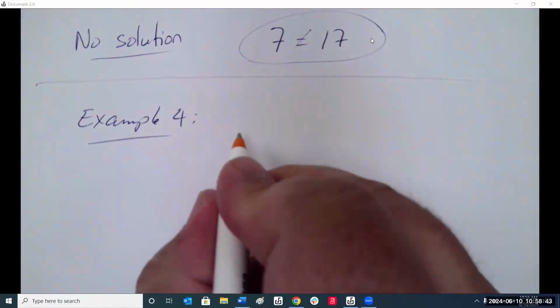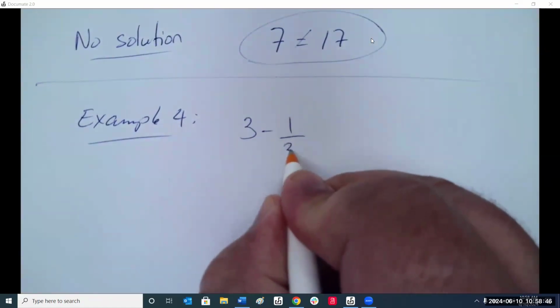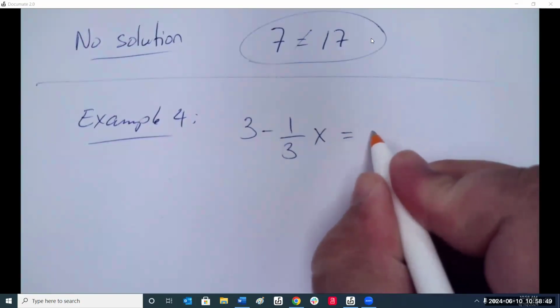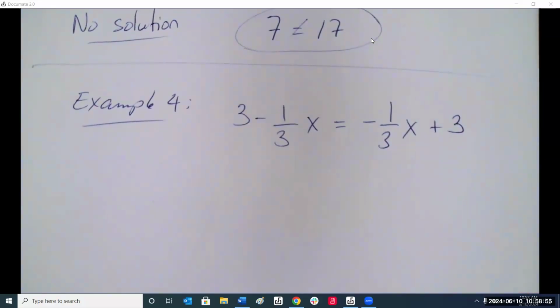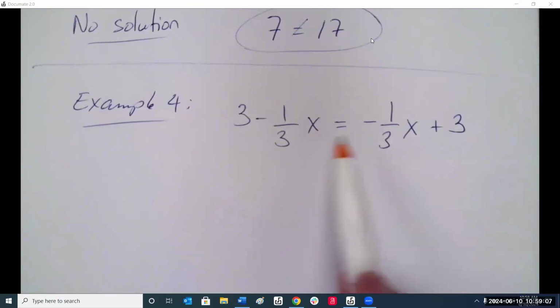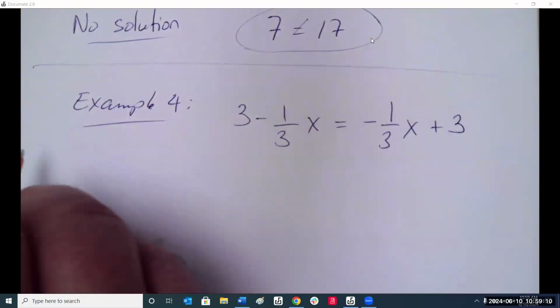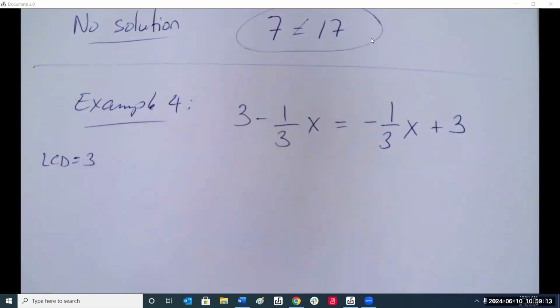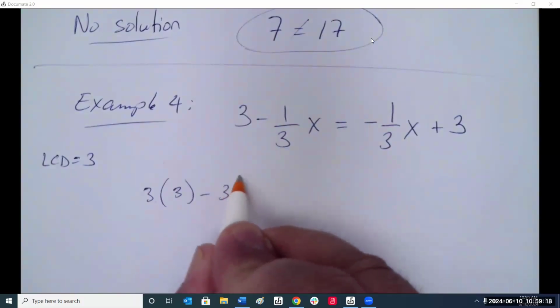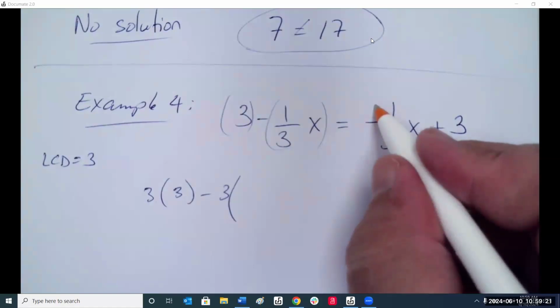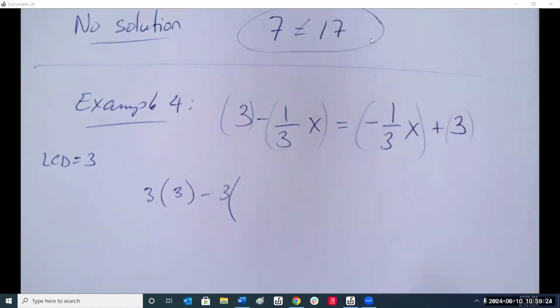Example 4. 3 minus 1 over 3 x equals negative 1 over 3 x plus 3. What do we do first? Yes, we have fractions and an equal sign. So the LCD is 3. Multiply each term. Is this a term? That's a term. That's a term. That's a term.